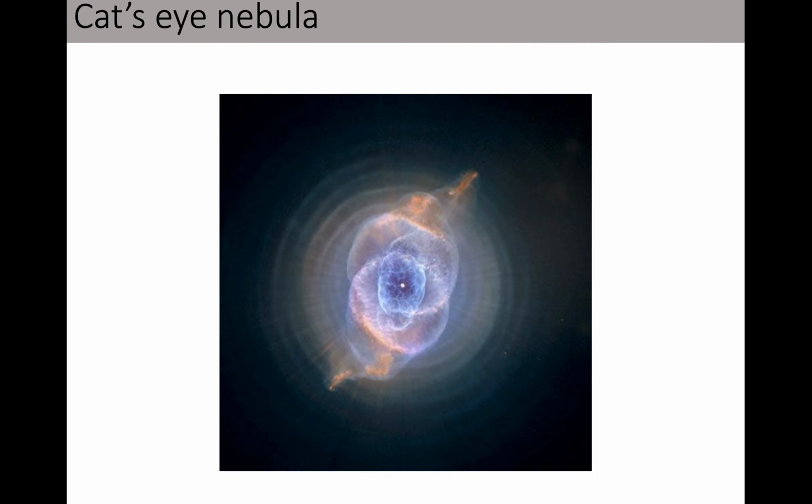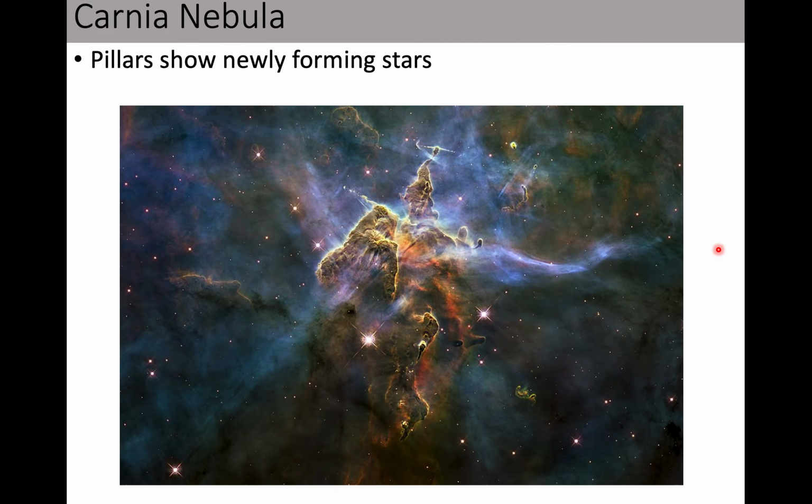This is the Cat's Eye Nebula, for any of you that have cats. This one looks like a cat's eye. And here we have the Carina Nebula. And these pillars are showing new star formation. So we can actually see the motion of this nebula caused by the formation of new stars.